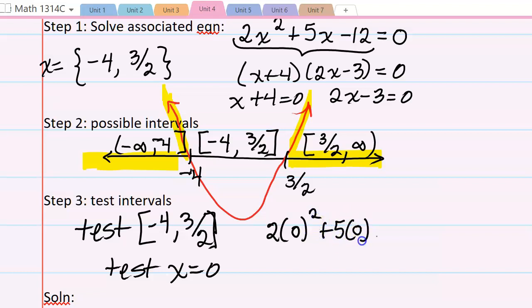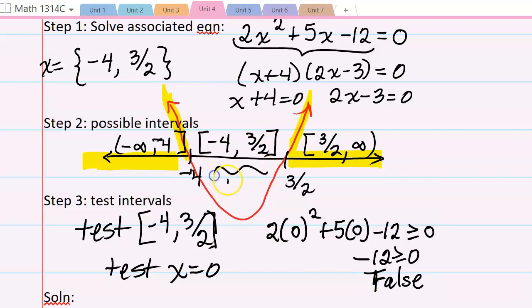We get 2, and in parentheses 0 squared, plus 5 times 0, minus 12, and we want to see if it's greater than or equal to 0. When we simplify this, we get -12 is greater than or equal to 0, which is a false statement, since -12 is less than 0. Since the middle interval is false, we can conclude that testing the outside intervals will result in true statements, making them the solution set of our inequality.